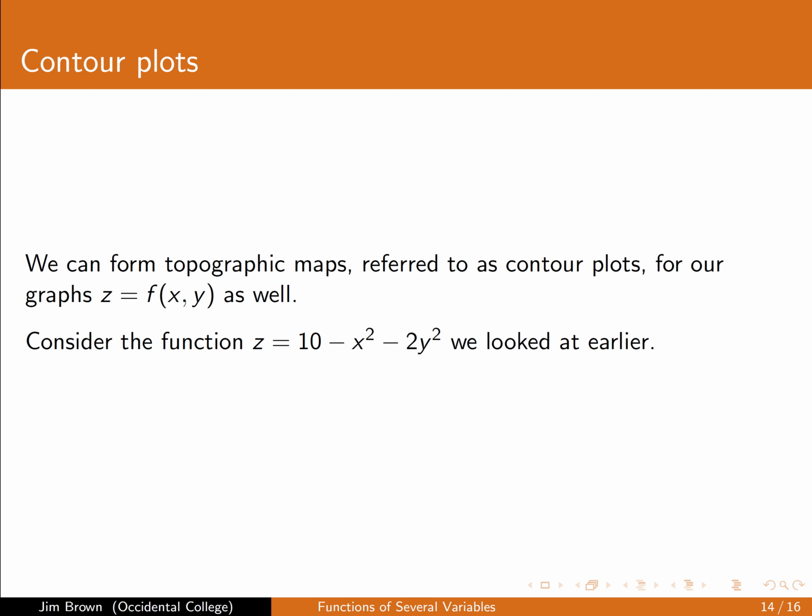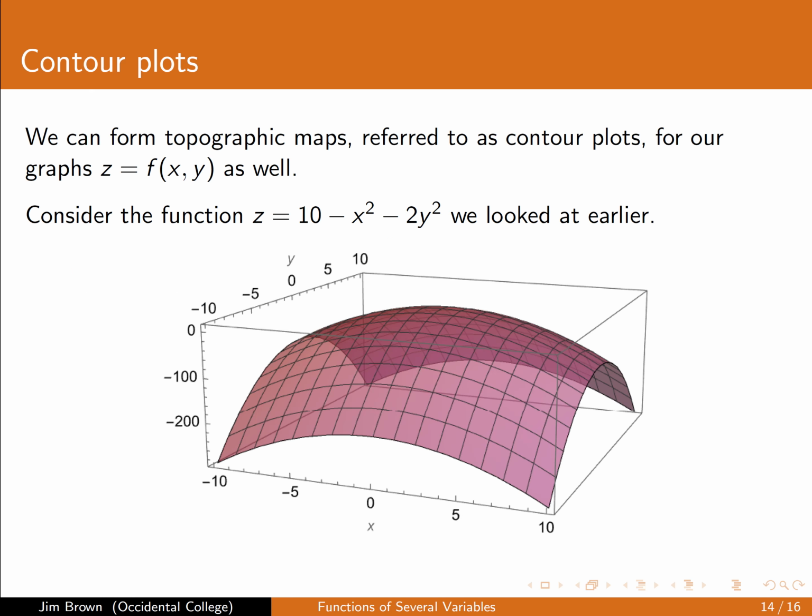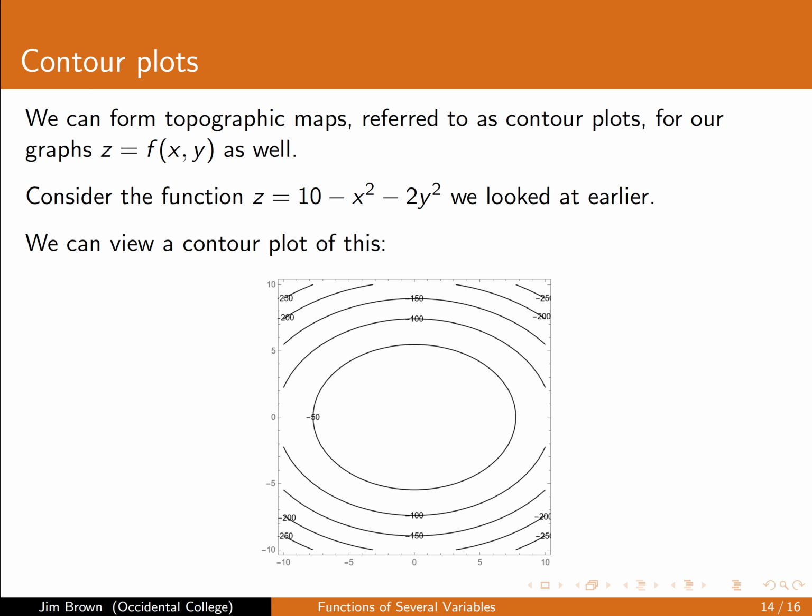So let's look back at the function we had before, the paraboloid z = 10 - x² - 2y². This is our graph, to refresh our memory on that. What we do is we draw, for each value of z, what that curve looks like. If I fix a value of z, for instance z = 0, I would have the equation 10 = x² + 2y². That would be an ellipse. And we can do that for various values of z and graph them on here. So we have these different ellipses.